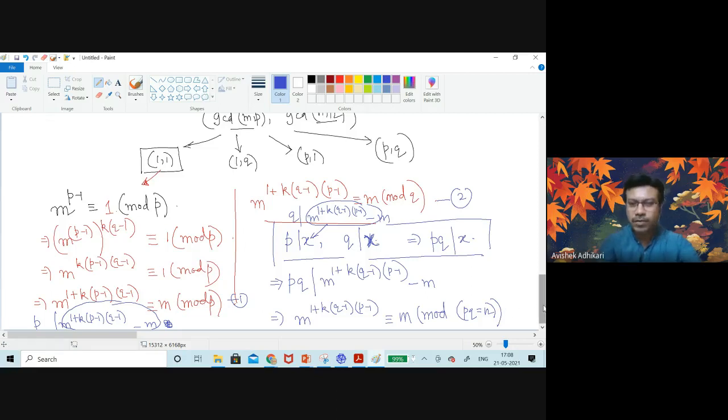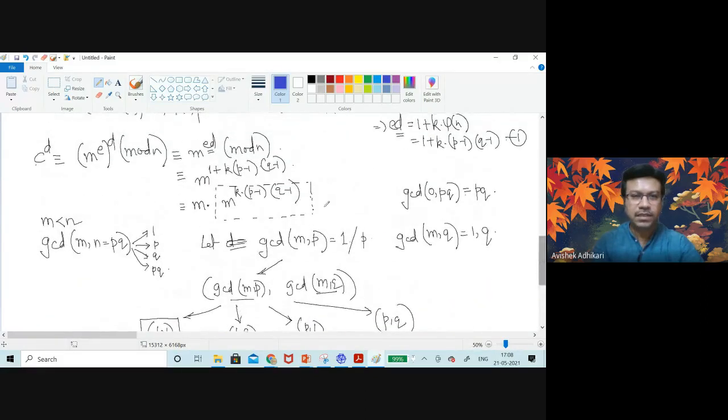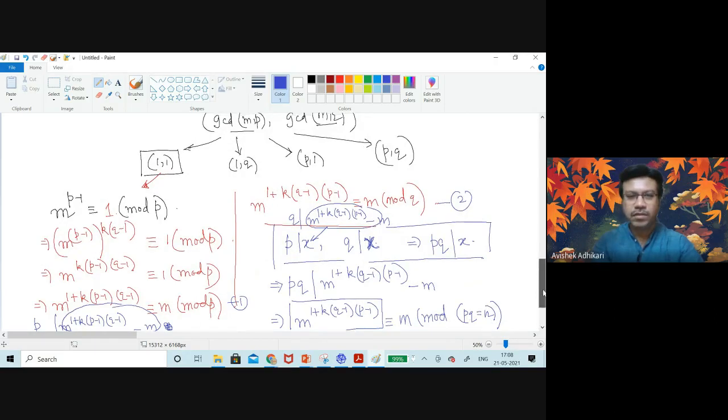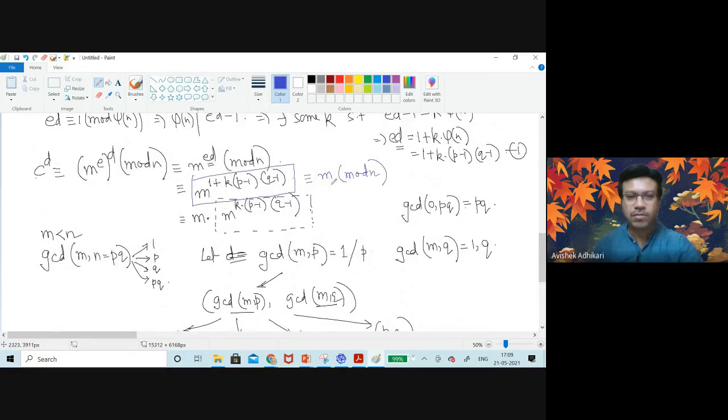And just now have a look at what we have proved. Basically, just try to remember this expression. This expression is exactly the same as the expression we wanted to prove. What we wanted to prove, this one. This is m modulo n that we have already proved here. So this is congruent to m modulo n, and that's what we wanted to prove.